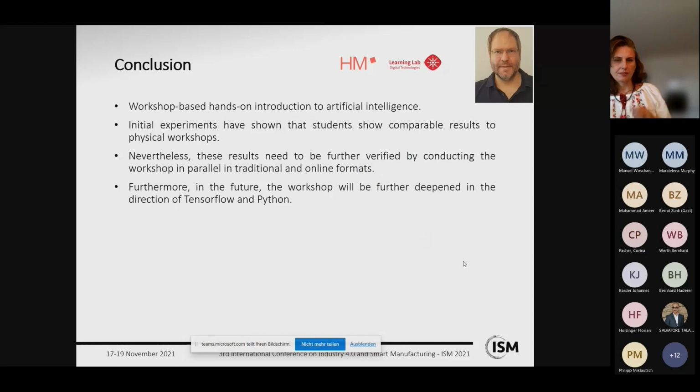And we also plan to further deepen the workshop by also using Python. I mean, we use Python in class later on, but it might be good to already start with Python in the workshop. But it usually involves a certain level of coding knowledge, which might be complicated as well.